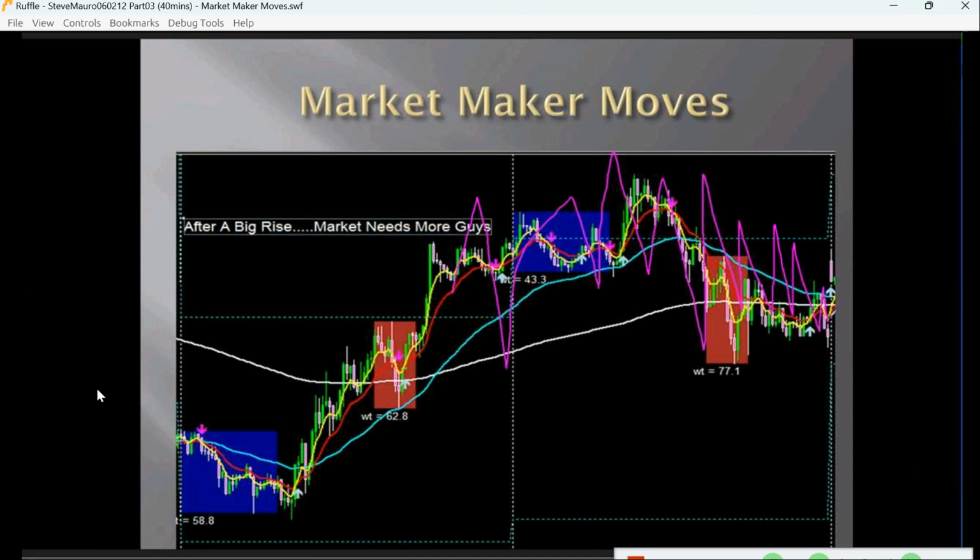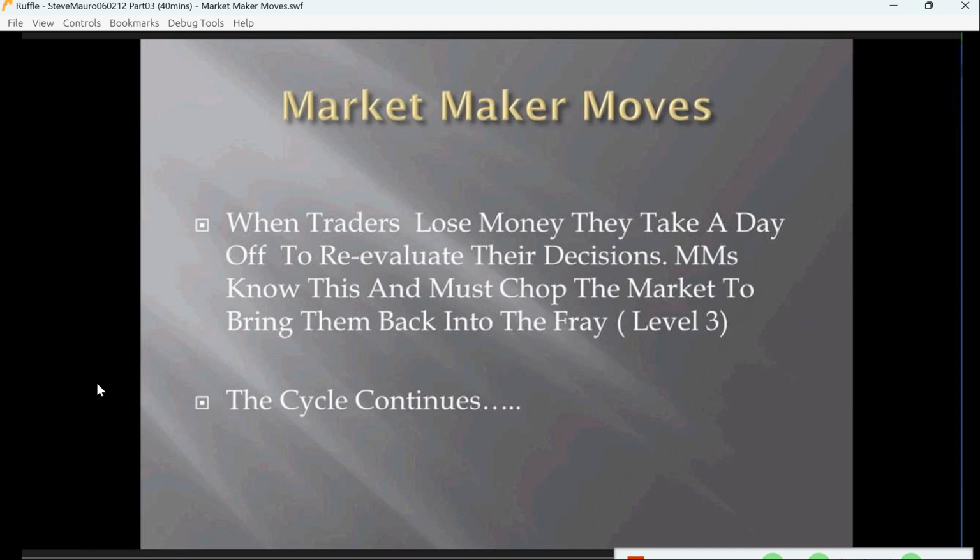Well, if the dealers don't have any players, they have to chop and hold the level and wait for you to come back into the fray. When most traders lose money, they take a day off to reevaluate their decisions, their system. They say things like, oh, I got to find a new system, I got to do this, I got to do that. So the market makers know this, and they chop the market, which is level 3 behavior. We call it level 3 behavior, to bring traders back into the fray, and then guess what? The cycle starts over and over again.